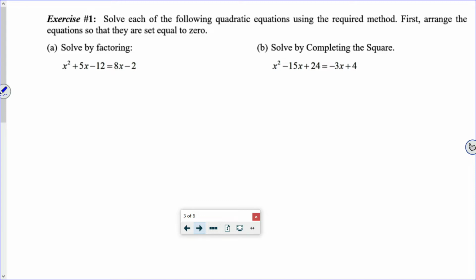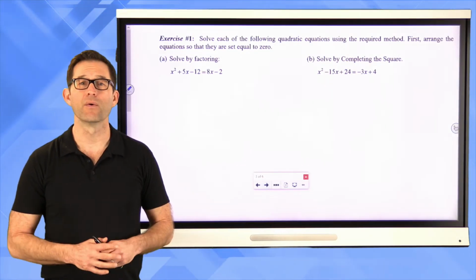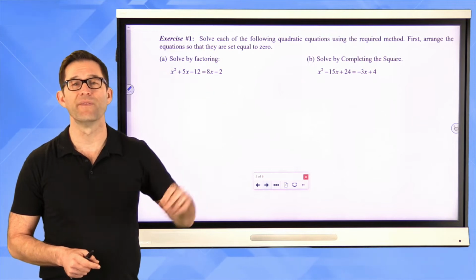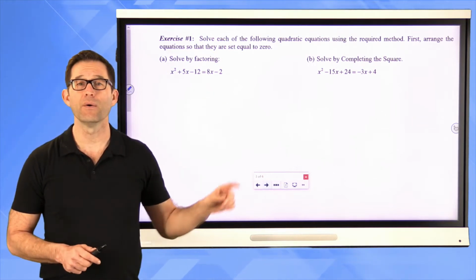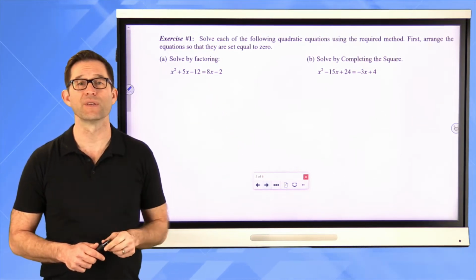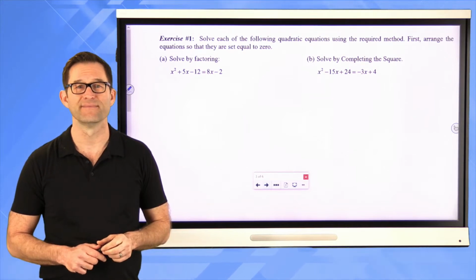But let's take a look at letter A. Solve by factoring. x squared plus 5x minus 12 is equal to 8x minus 2. All right, given that we did an extensive number of these in the last unit, pause the video and see if you can solve this equation using the zero product law and factoring.